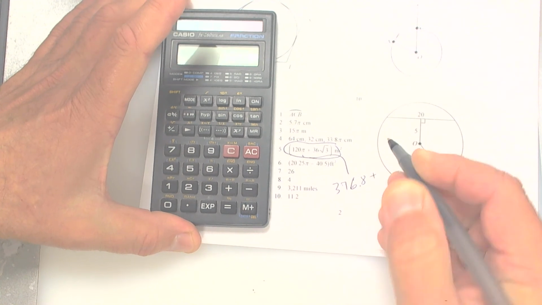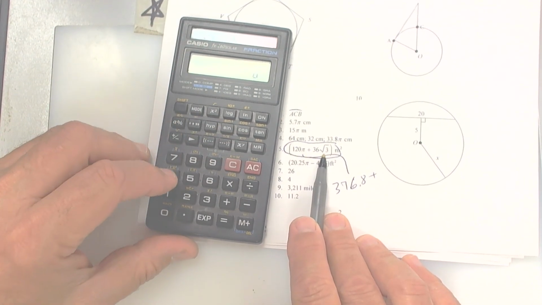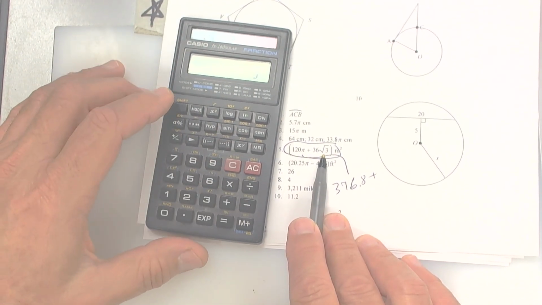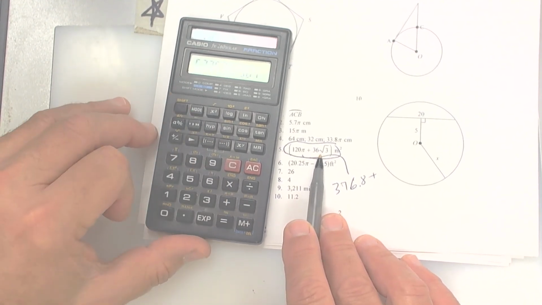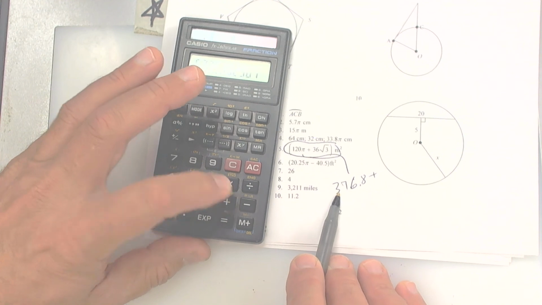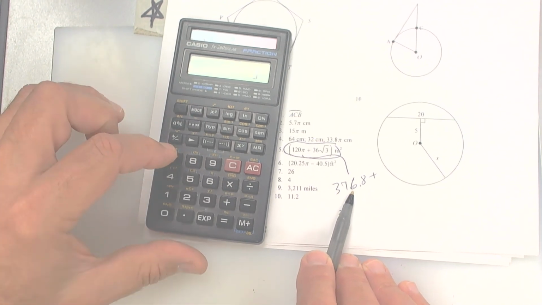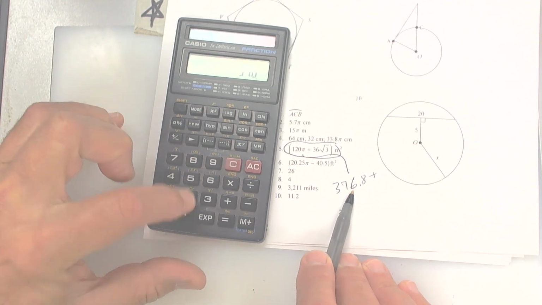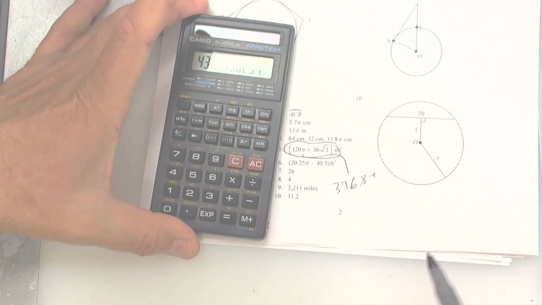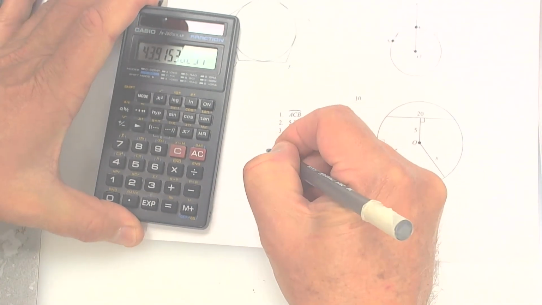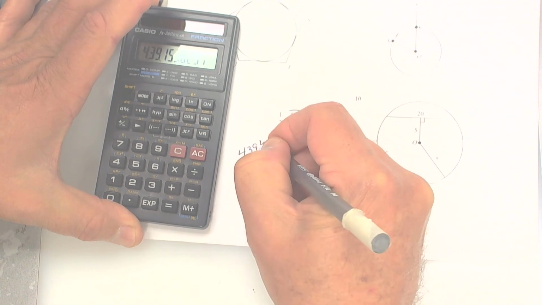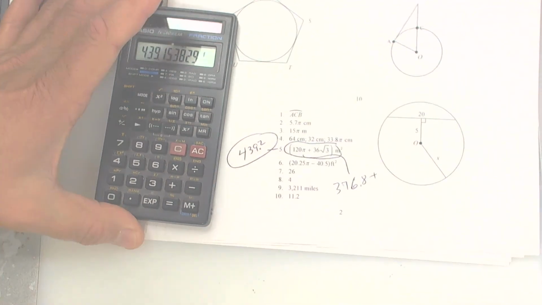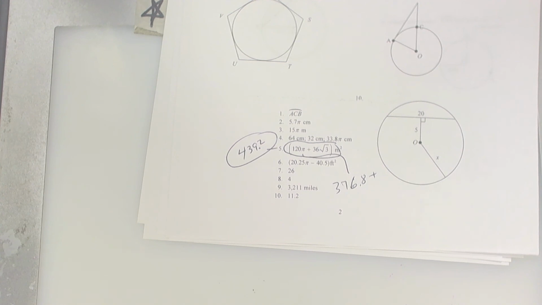So 376.8 plus whatever this is. So clear your calculator. Plus press 3, shift, square root, times 36, press equals, and then plus 376.8. And when you do, you converted it to 439. So this one should be 439.2. Okay, so make sure you know how to convert.